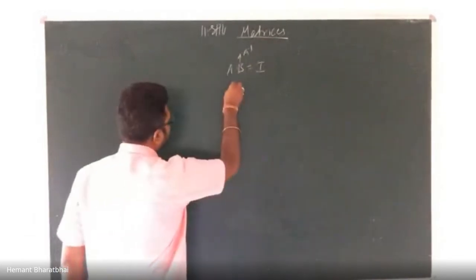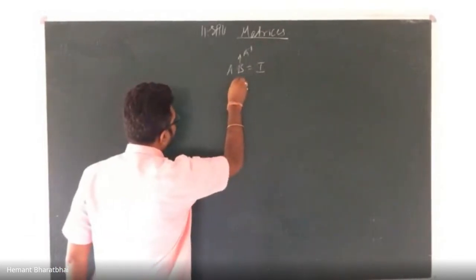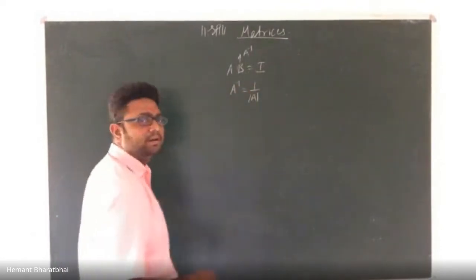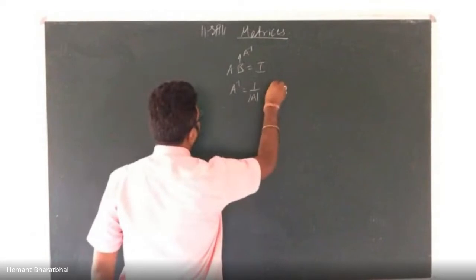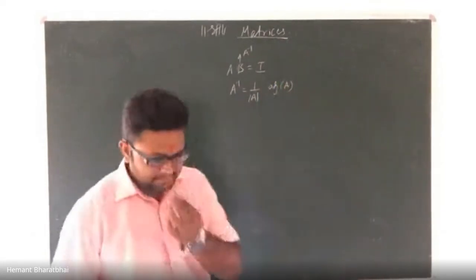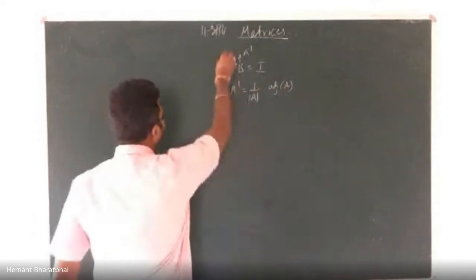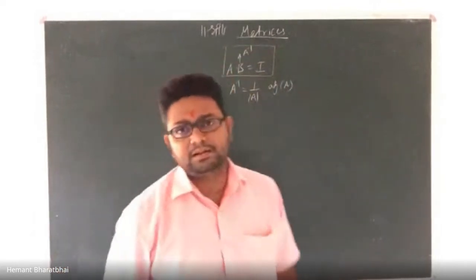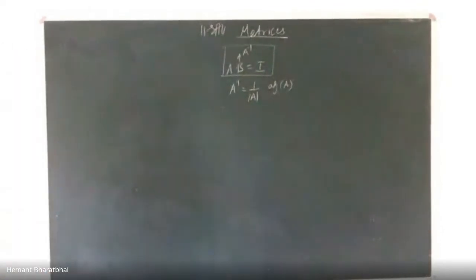And one more, I had given that the inverse of a matrix is 1 upon determinant of A into adjoint of A. So this we'll do later on. This we see in the topic of the transformations.